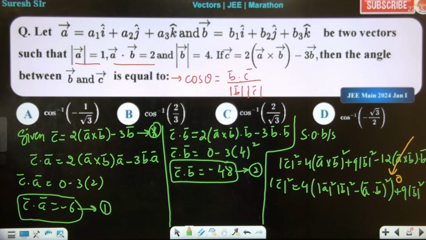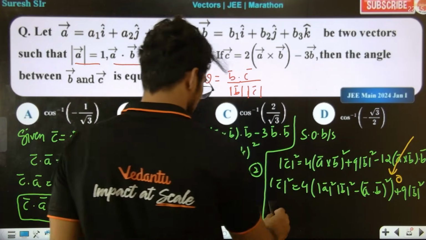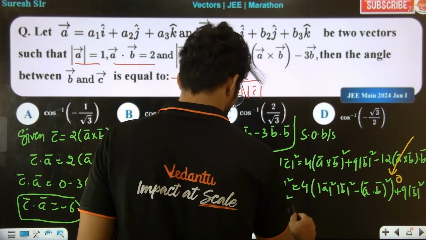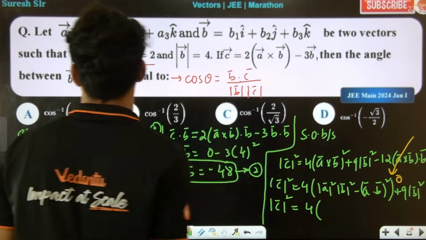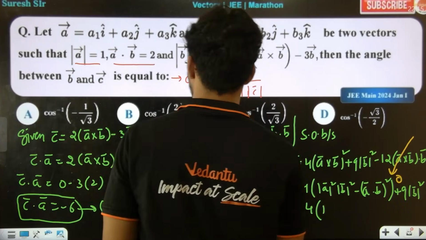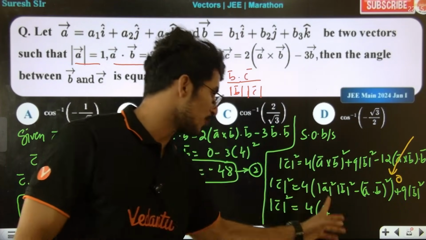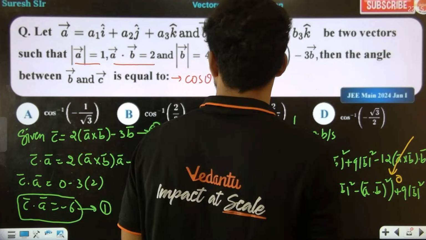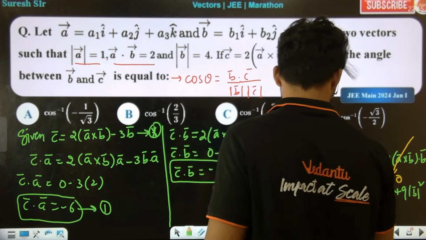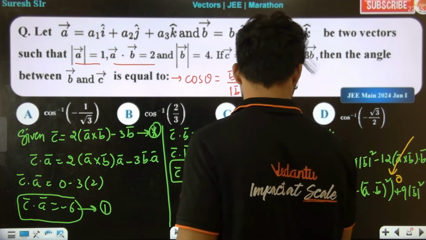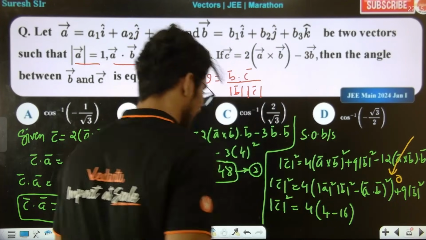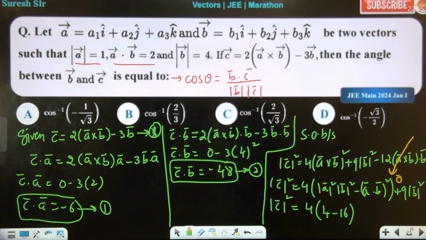Yes, sir. Now if I simplify this, what am I going to get? After this, we should be able to get the answer comfortably. So magnitude of A is what, sir? Magnitude of A is 1. Magnitude of B is 4. So 1 into 4 is 4, minus A dot B, given. 4 square, sorry. 4 square means 16. So minus 48 I am getting. Correct? Yes or no?